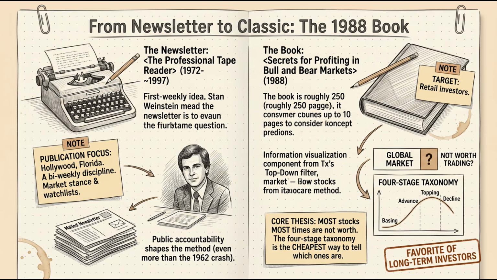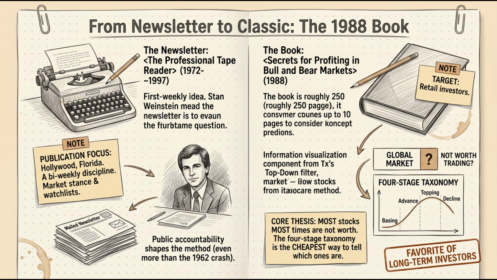That 1962 loss became the formative event of his career and the origin of what we now know as stage analysis. By 1972, Weinstein was publishing the Professional Tape Reader, a bi-weekly newsletter mailed from Hollywood, Florida, that ran for roughly 25 years. Subscribers paid for a market stance recommendation and a watch list. Weinstein had to defend both in print every 2 weeks. That discipline of being publicly wrong on deadline shaped the framework more than the 1962 crash did.